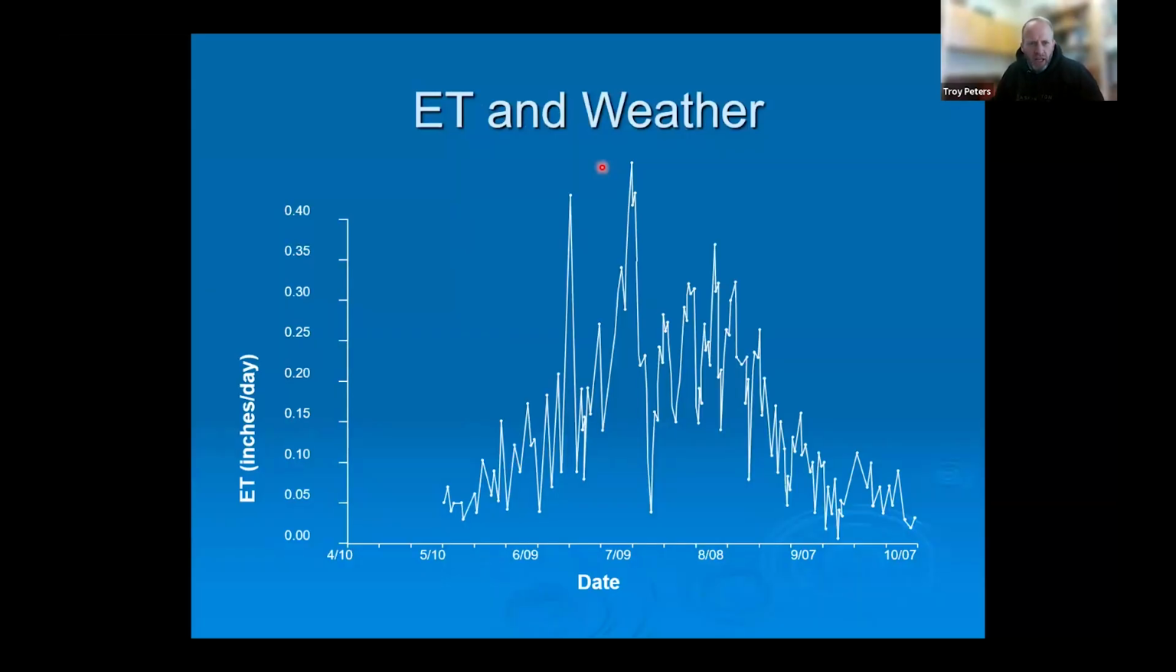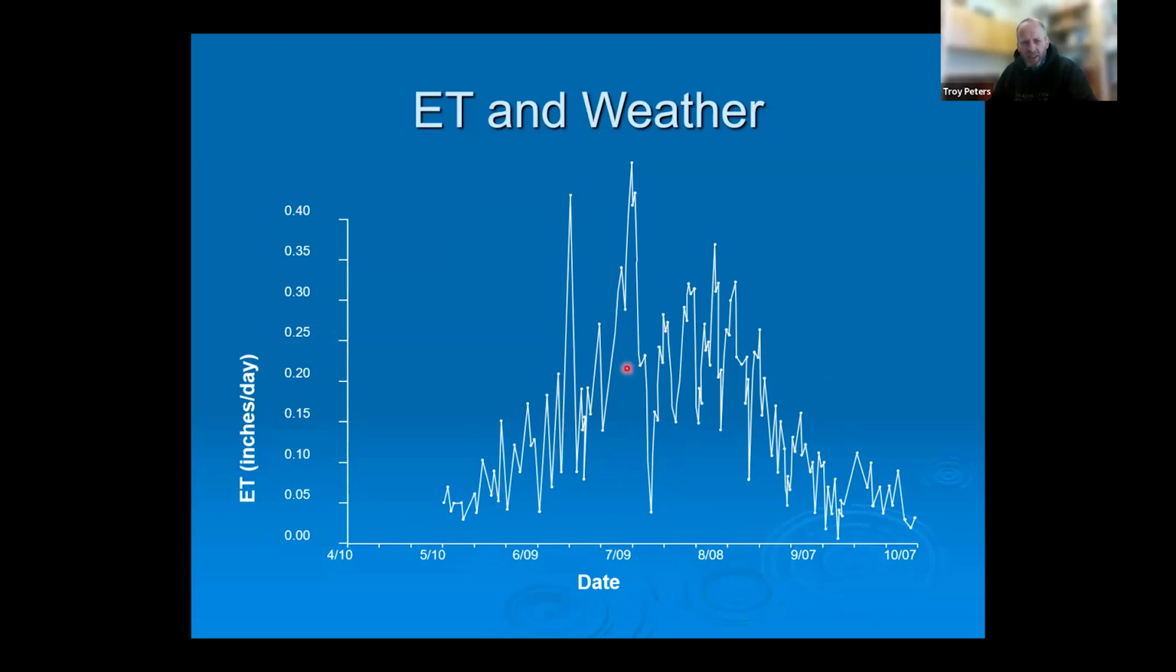Here's what reference ET would look like over a typical season. This is how much water alfalfa would use in a typical season. Here we started in May and went all the way through October. A couple of things you can see: first, it bounces all over the place, and that's because weather changes. So it's really important to have some measure of how the weather is changing so that we can adjust our irrigation to account for that.